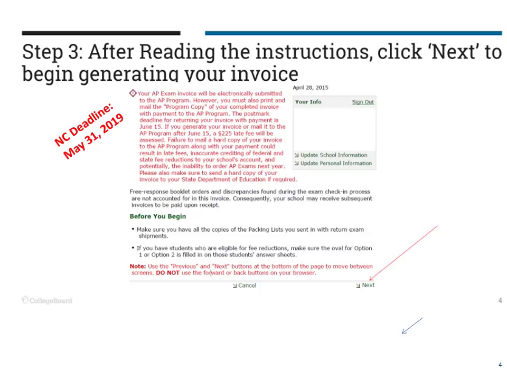We realize that this is a bit earlier than the national deadline, but there's a good reason for this. We are required in North Carolina to have an earlier deadline because the state needs time to pay the invoice and they have to adhere to their budget year required for all state expenditures. So in North Carolina, it is very important that you submit your invoice by this deadline of May 31st.